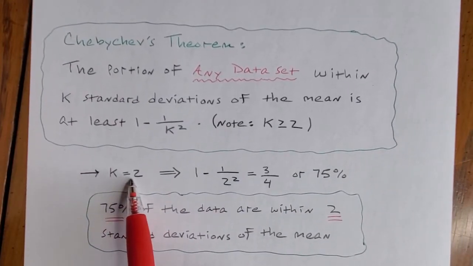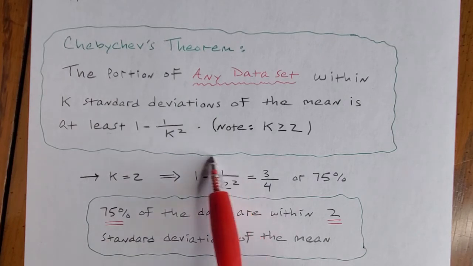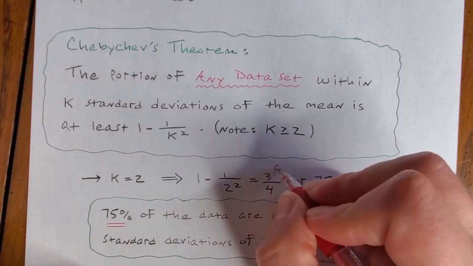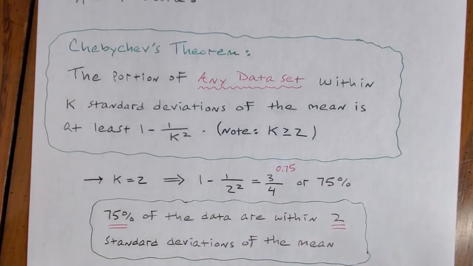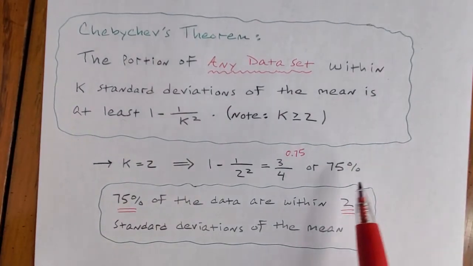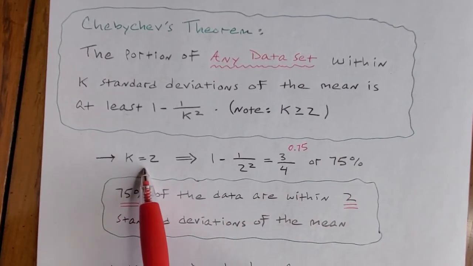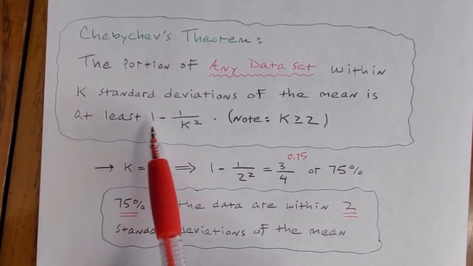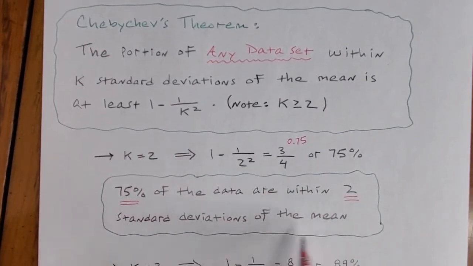Well, if k is 2, then this 1 minus 1 over k squared is 1 minus 1 over 2 squared. And if you do the math, you get 3/4. On your calculator, you may get 0.75, okay? But that translates to 75%. So for any data set, we can say this: at least 75% of the data is going to fall within 2 standard deviations of the mean, okay? At least, maybe more. It says at least there, but at least 75% of the data is going to be within 2 standard deviations of the mean.